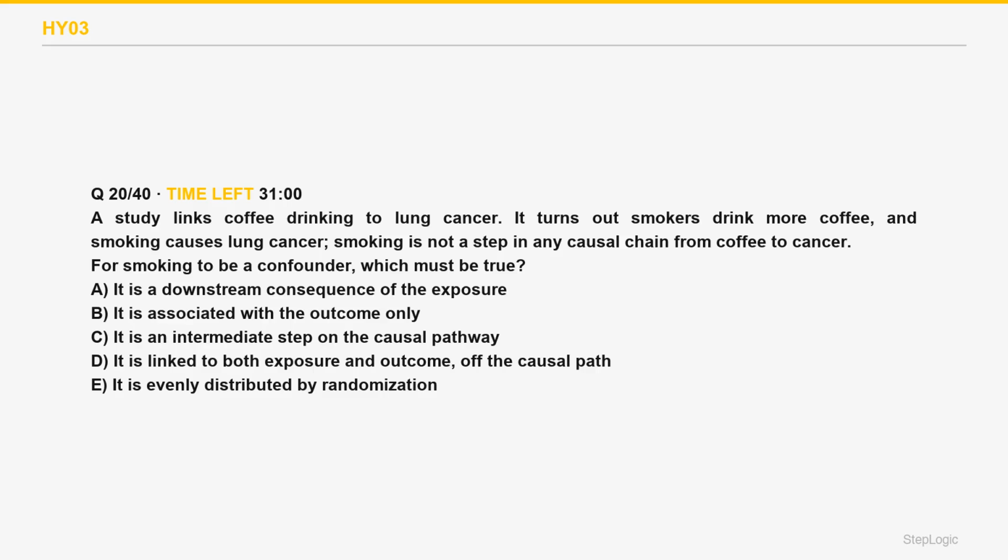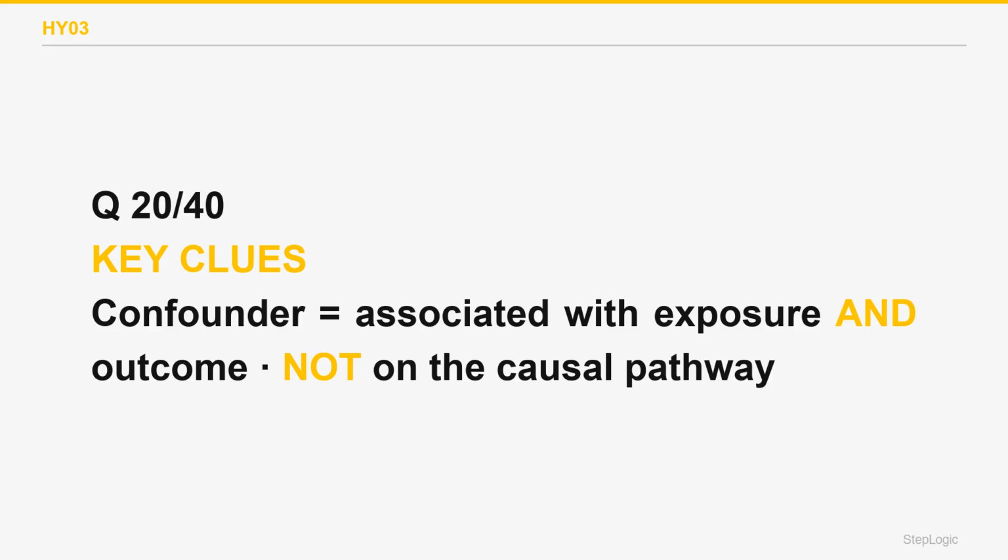For smoking to be a confounder, which must be true? A study links coffee drinking to lung cancer. It turns out smokers drink more coffee, and smoking causes lung cancer. Smoking is not a step in any causal chain from coffee to cancer. Read the command: the defining features of a confounder, tied to both exposure and outcome, but not a middle step.